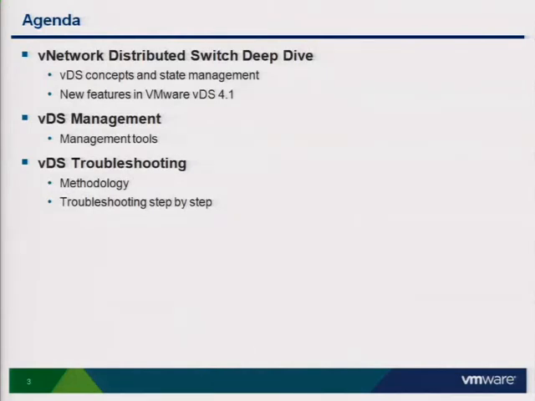Agenda. So there are three parts to this talk. In the first part, we'll talk about the vNetwork distributed switch. We'll introduce some concepts around the vNetwork distributed switch, and we'll also look at what is new in the 4.1 version of VMware VDS. In the second part, we'll introduce some VDS management tools. And in the third part, I'll be back for some notes on troubleshooting. There's a lot more detail on troubleshooting in the slides, so feel free to look at it offline.